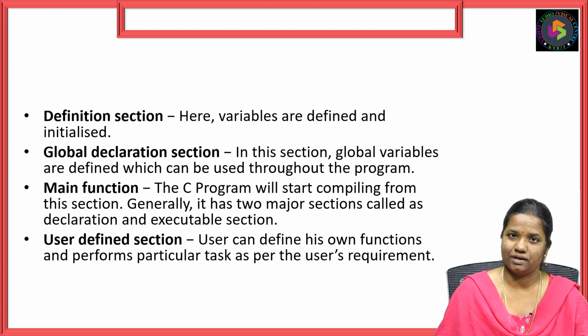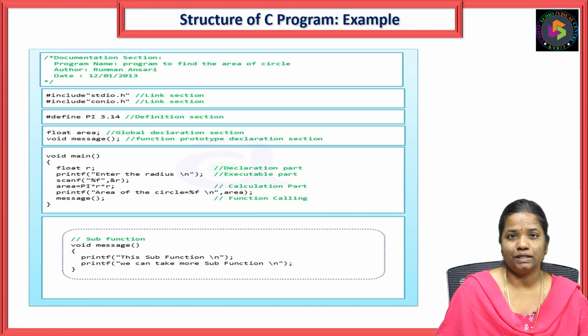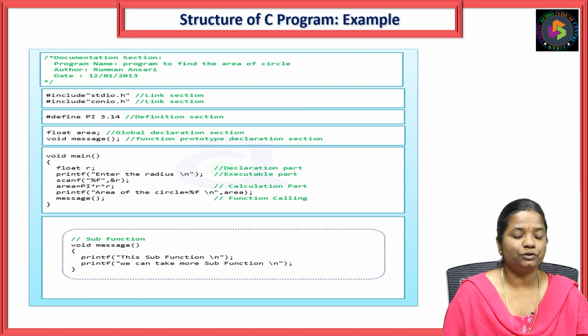So if you observe the structure of a C program, mainly we have 6 parts. First one is documentation section, second one is link section, third one is definition section, fourth one is global declaration section, fifth one is main function section, and the sixth one is subprogram function section.